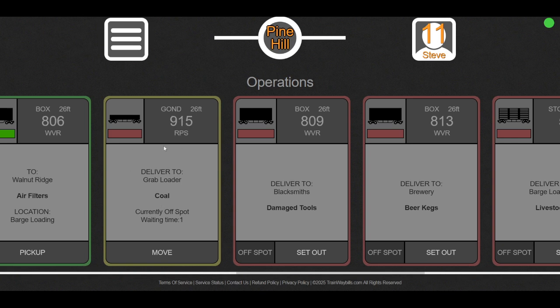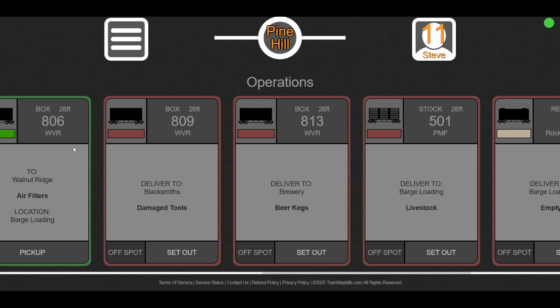Gondola 915, so you find that in the vicinity. It should be nearby. And then what we're going to do is grab that and push it into the grab loader. Once we've done that, we can confirm we have moved it and it is now set out by clicking that. And as you see, it disappears from our switch list.